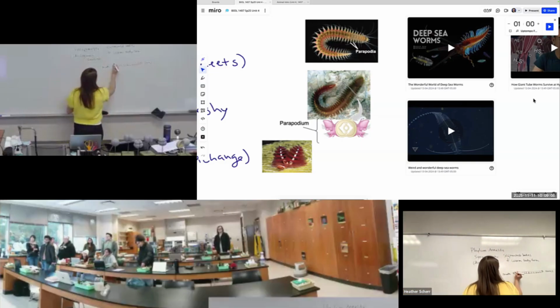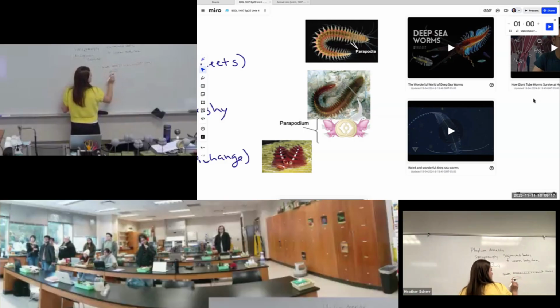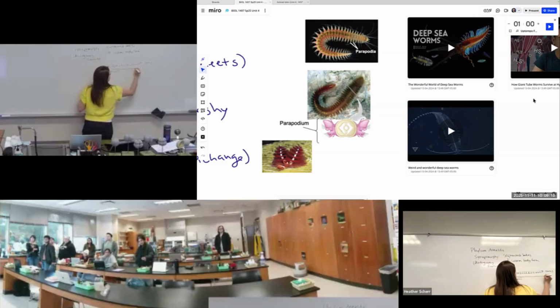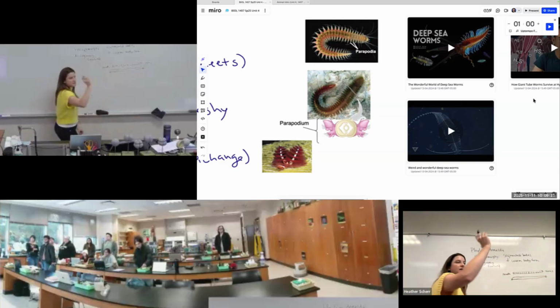So in the earthworm, when we look at it here, how are you going to tell the mouth? The mouth has this little lippy thing. Okay, it has a little lip. You're going to look for that. The anus is literally a circle. It's literally a circle right at the end of the tail.